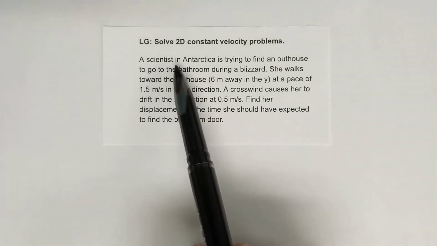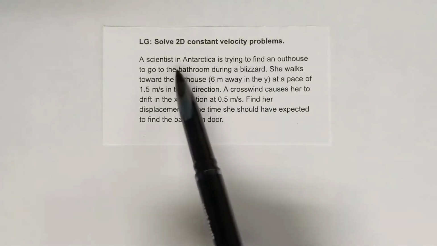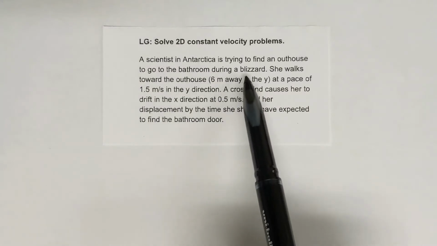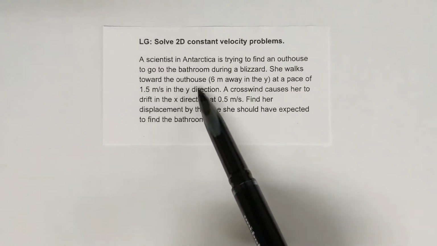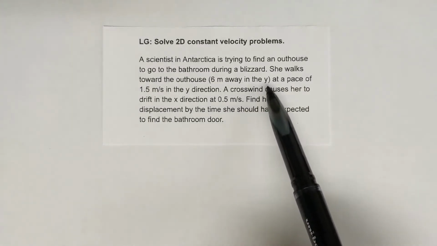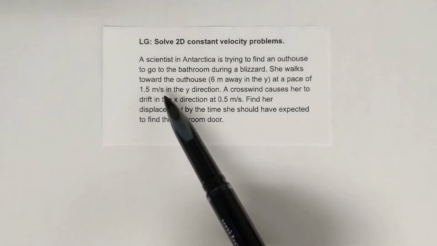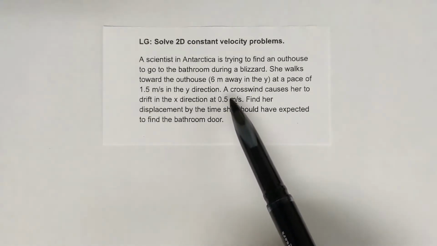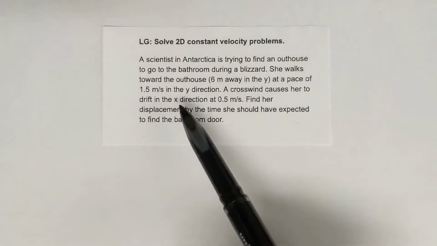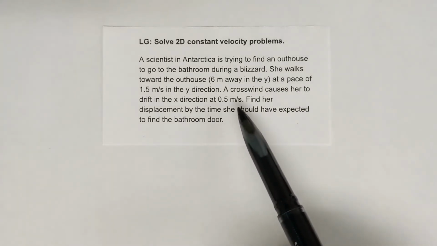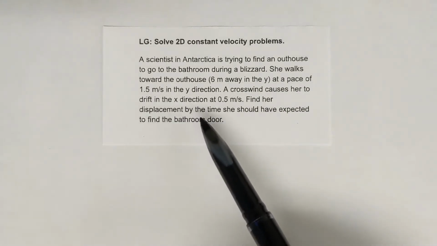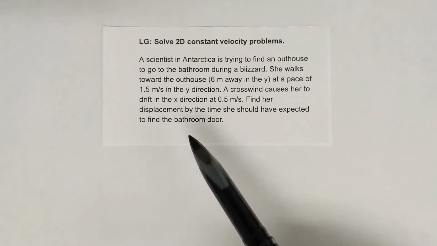It says a scientist in Antarctica is trying to find an outhouse to go to the bathroom during a blizzard. She walks towards the outhouse 6 meters away in the y direction at a pace of 1.5 meters per second in the y direction. A crosswind causes her to drift in the x direction at 0.5 meters per second. Find her displacement by the time that she should have expected to find the bathroom door.